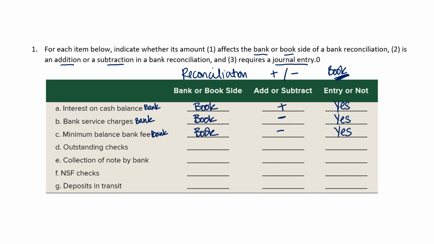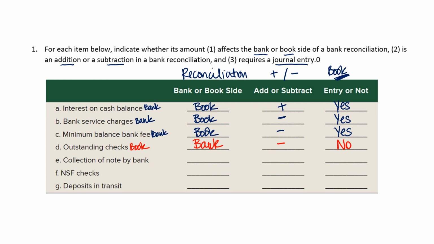D, outstanding checks. Who already knows about outstanding checks? Remember, outstanding checks are checks that the company has recorded and written, but they have not cleared the bank yet. So the book side, the company side, knows about these. So we need to adjust that on the bank side. They're checks, so those will decrease the adjusted balance. And no, there will not be a journal entry needed because this is a bank side adjustment. We do not make journal entries for those.